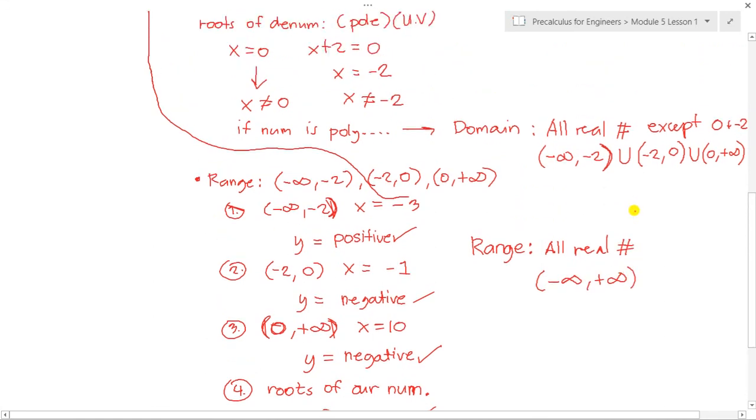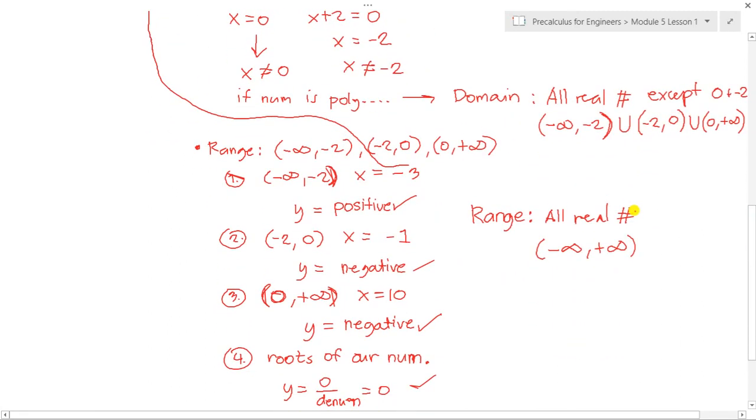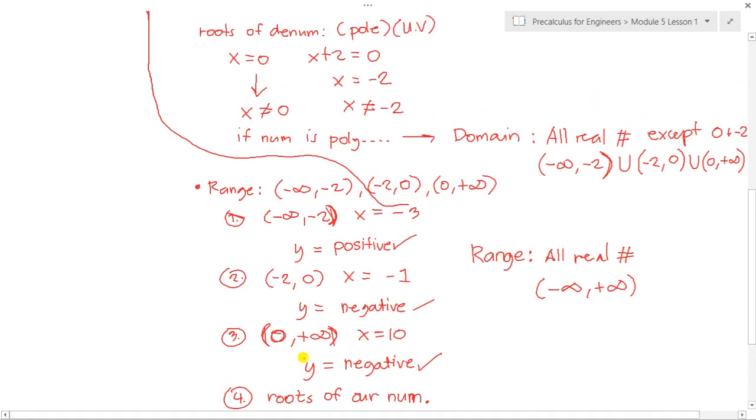So na-get sa class? Again, don't forget to include the roots of our numerator, wherein that makes our function equal to 0. And then again, in order to solve for the range, please try to check the values for each interval. So i-test nimo ang mga intervals nimo class.